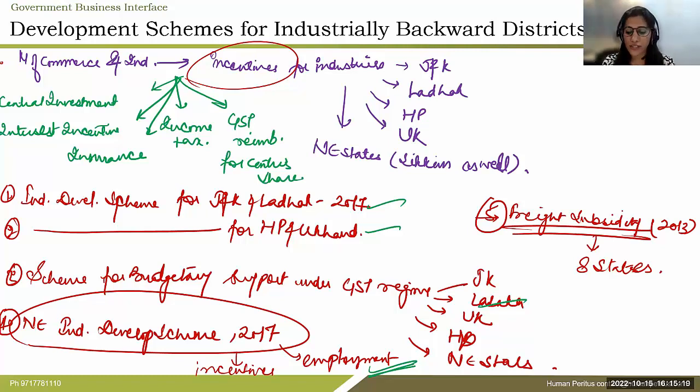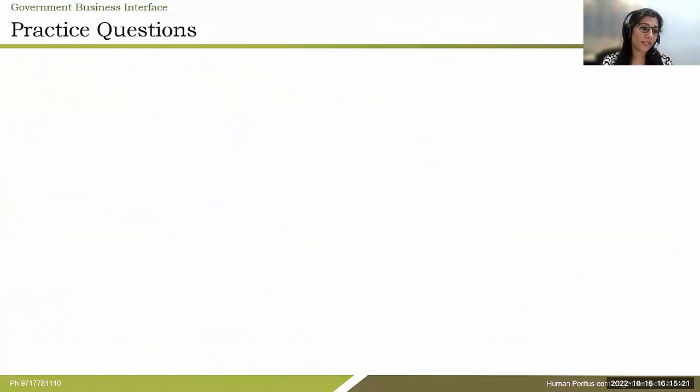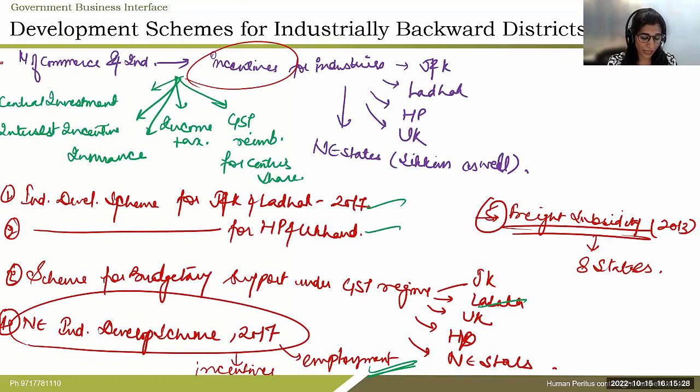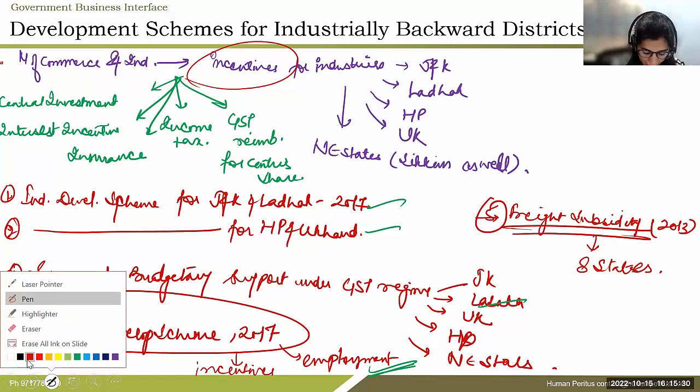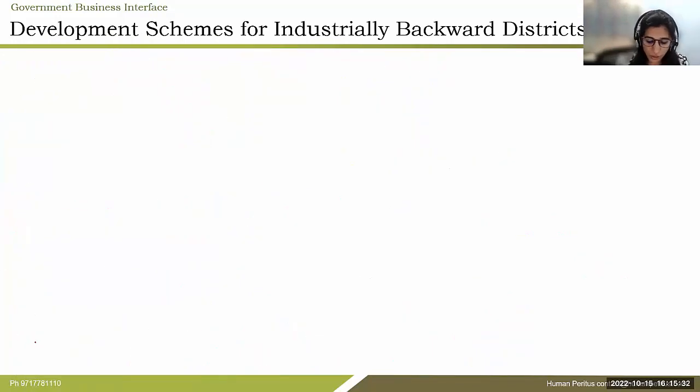So these are the kind of schemes which were there by the Ministry of Commerce and Industry. All right. Now, one more thing before we move ahead. I forgot to add a slide here. Let me just write it down here only, for you only. It was this. 1 second.